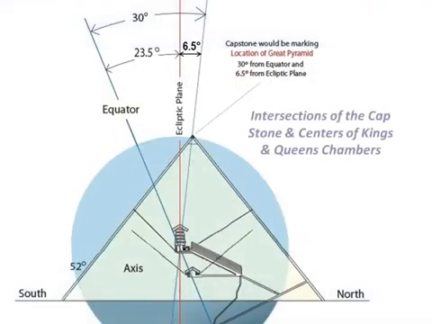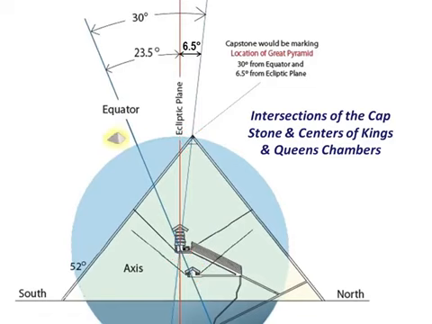Now, we look at the pyramid, and if we draw some conveniently placed lines through things like the center of the base of the king's chamber and through the queen's chamber, and from the center of the base of the king's chamber through the top stone, we come up with these exact same angles.